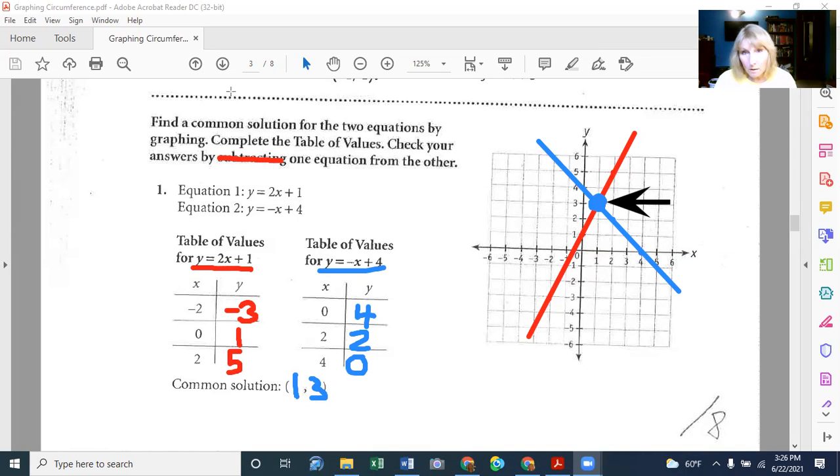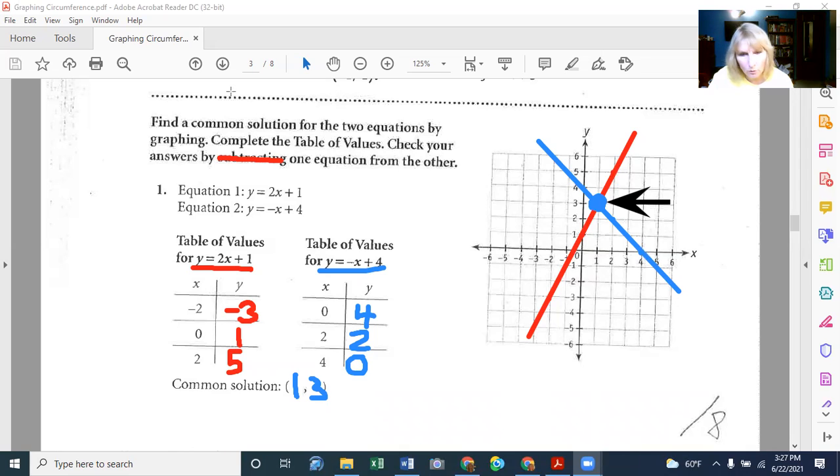Now, you can graph these, and we have a nice one that worked out real nice for us. The intersecting point was right on the crisscross lines of 1 and 3. However, what happens if the intersecting point is between 2 and 3? How can you tell if it's exactly 2.5 or 2 3/4 or 2.774? You don't know, right? So there is an algebraic way to find the common solution without having to graph.